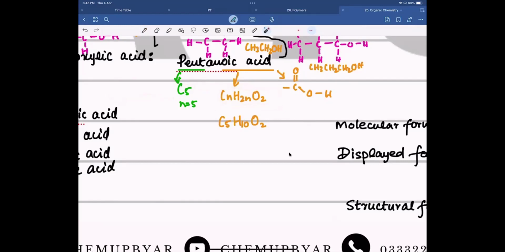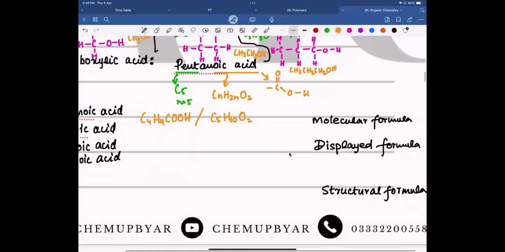If you remember the formulas of carboxylic acid and alcohol, alkane and alkene. What is the general formula of alkane? CnH2n+2. Put an O after it, it becomes alcohol. What is the general formula of alkene? CnH2n. Put O2 at the end, it becomes the general formula of carboxylic acid. Okay. So C5H10O2, and the other formula can be C4H9COOH.